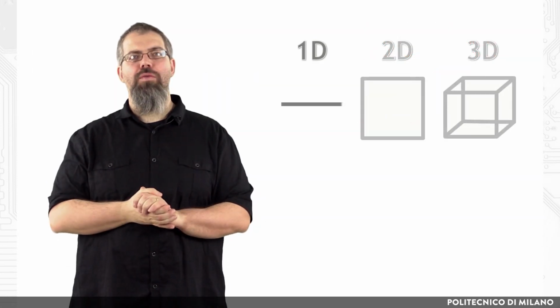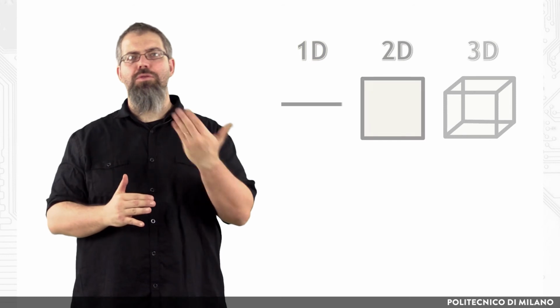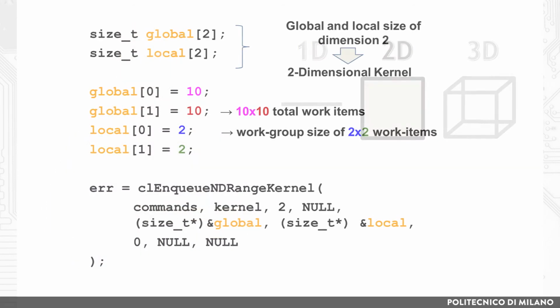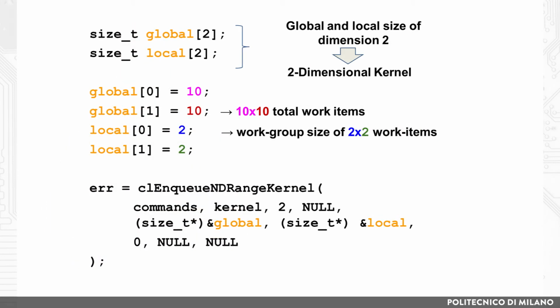Let us now move from the one-dimensional to the two-dimensional case. In this case, both the global and local size are two-dimensional. This is done by simply setting to 2 the dimension of both local and global. This time, we want to instantiate 10 × 10 work items and a workgroup size of 2 × 2 work items. This is done by storing the proper size in the corresponding dimension.